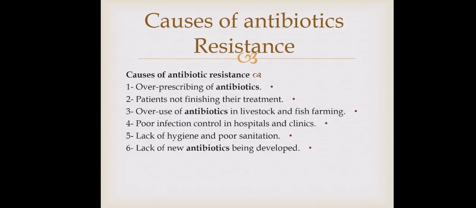Then, what are the causes of antibiotic resistance? Causes of antibiotic resistance are many and multiple, but here are 6 of the most common causes. First is overprescribing of antibiotics. Second is patients not finishing the treatment course. Third is overuse of antibiotics in livestock and fish farming. Fourth is poor infection control in hospitals and clinics. Fifth is lack of hygiene and poor sanitation. Sixth is lack of new antibiotics being developed.